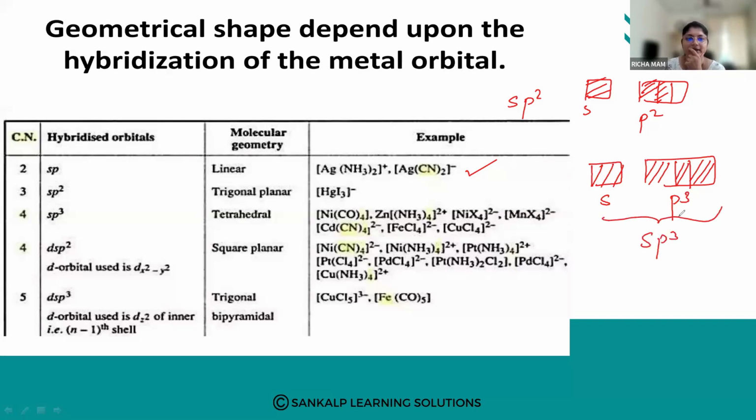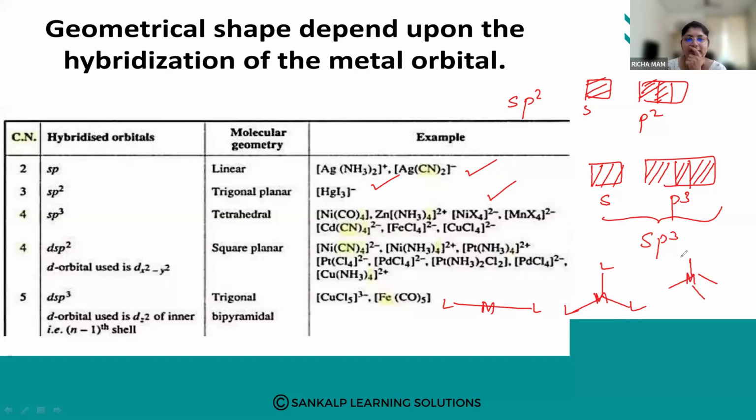What type of geometry is it? Tetrahedral. When you have sp2, it will show trigonal planar. Linear means like this: the metal will be in the center with 2 ligands at the 2 corners. And this is your trigonal planar. Tetrahedral is the metal here, and this is tetrahedral.